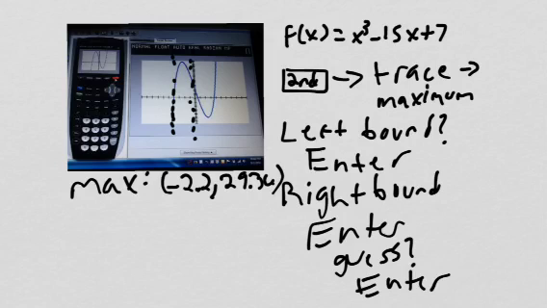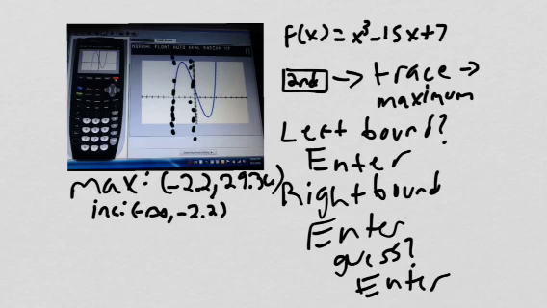And then that means that the function is increasing from negative infinity all the way until negative 2.2. So now go through the same process that we just did, except instead of hitting maximum, we're going to hit minimum. So second, trace, scroll down to where it says minimum, that's the third one.